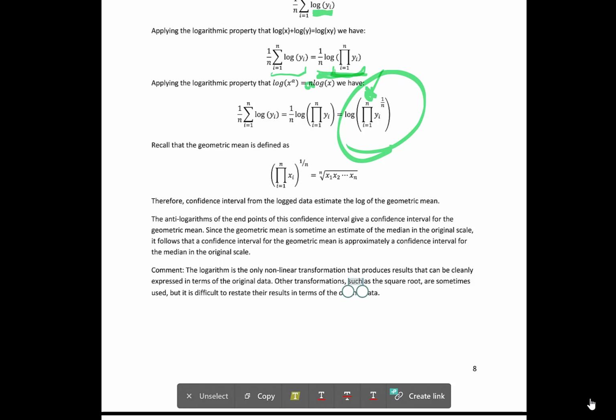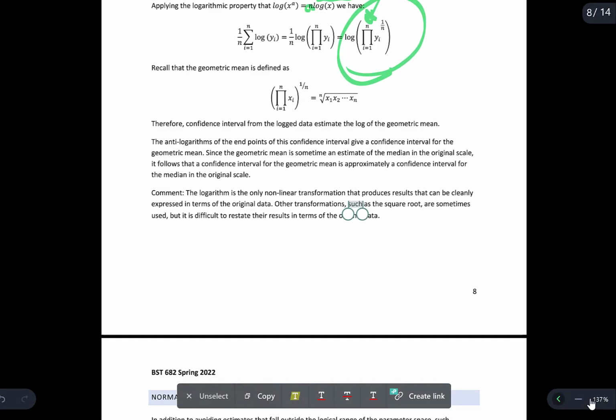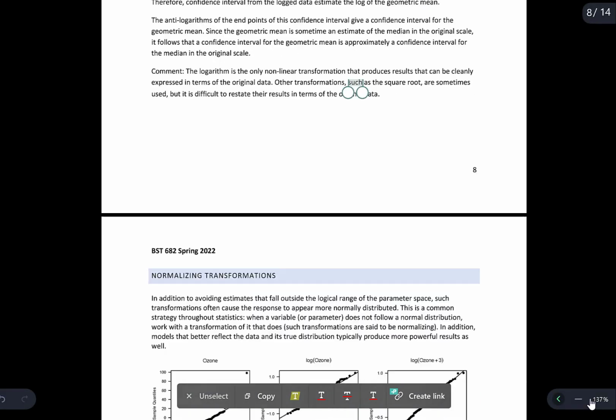And so the logarithm is the only nonlinear transformation that produces a result that can be cleanly expressed in terms of the original data. And so notice here, I'm saying this also with the interpretation, because we just need to switch the interpretation over to the median. But other transformations like the square root are sometimes used, but it's more difficult to restate the results in terms of the original data. And then also their corresponding interpretations would be much more messy.